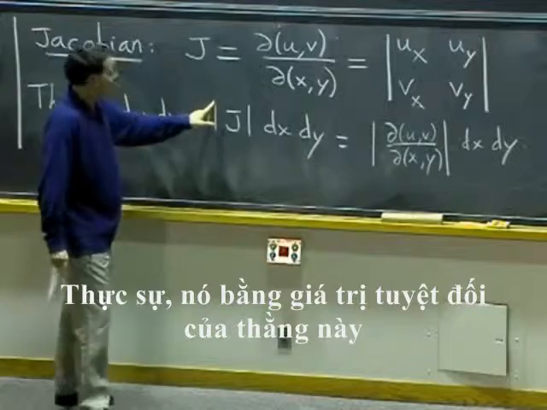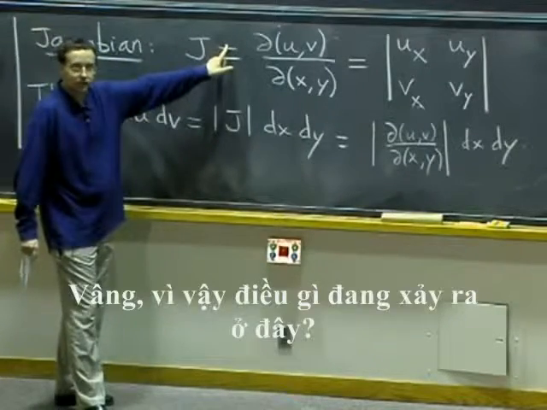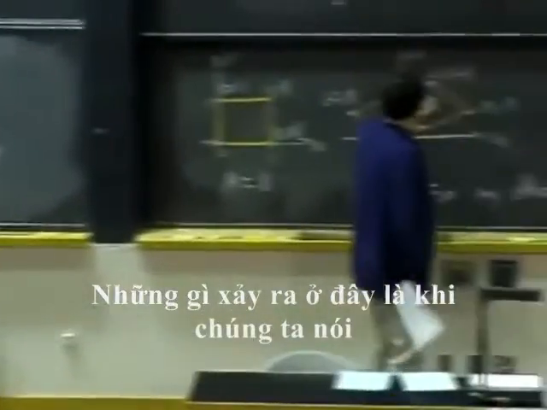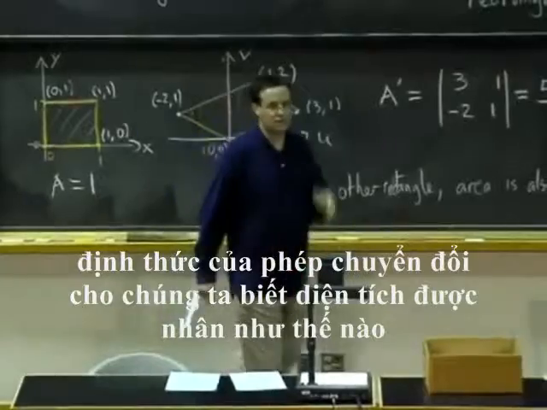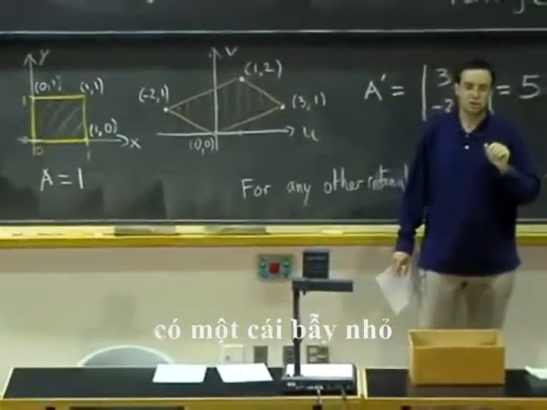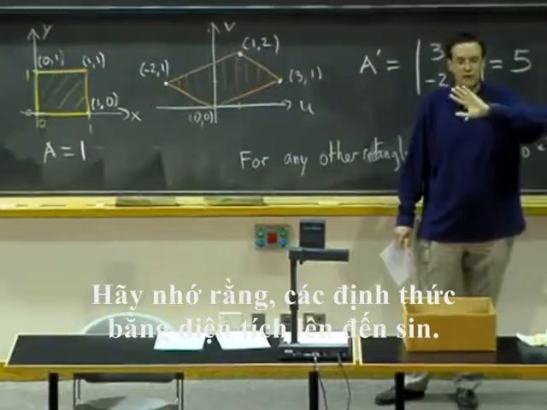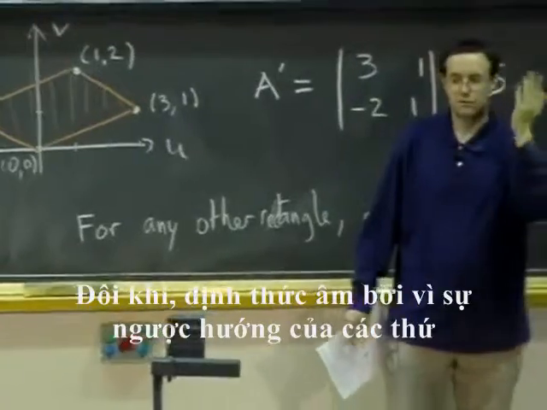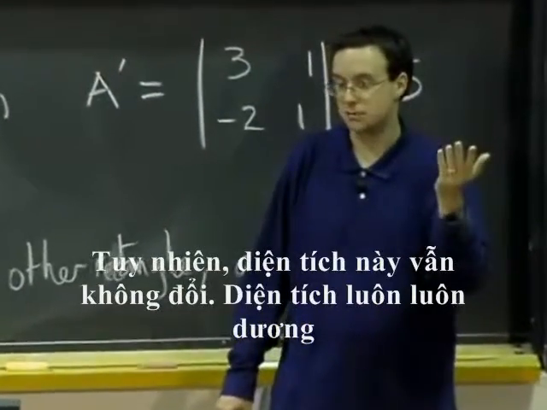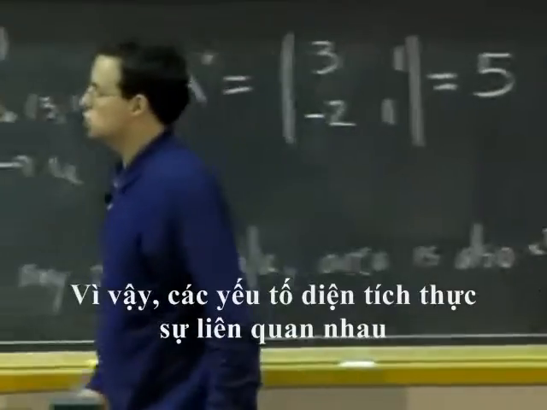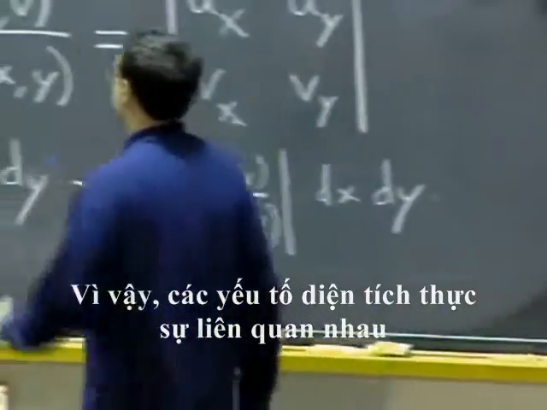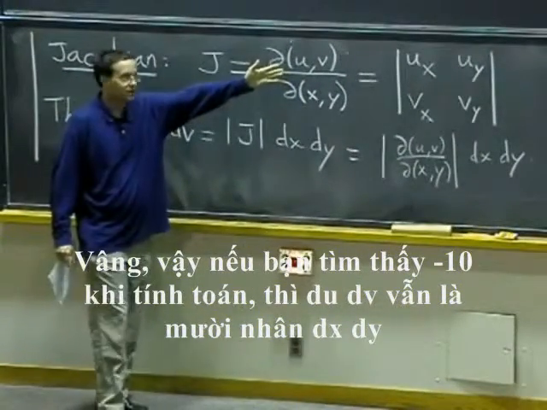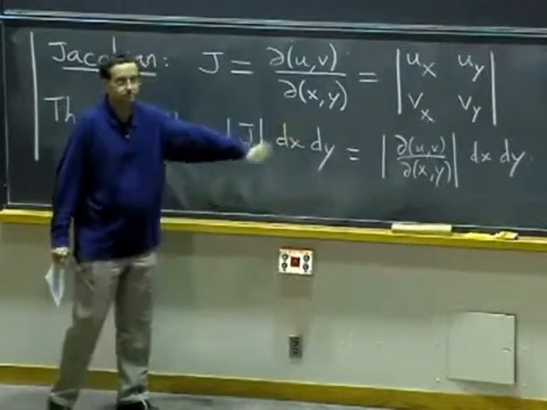Except one small thing, it's given by actually the absolute value of this guy. So what's going on here? When we say the determinant of a transformation tells us how the area is multiplied, there's a small catch. Remember, determinants are equal to areas up to sign. Sometimes the determinant is negative because of reversing the orientation of things, but the area is still the same. Area is always positive. So the area elements are actually related by the absolute value of this guy. If you find minus 10 as your answer, then du dv is still 10 times dx dy.